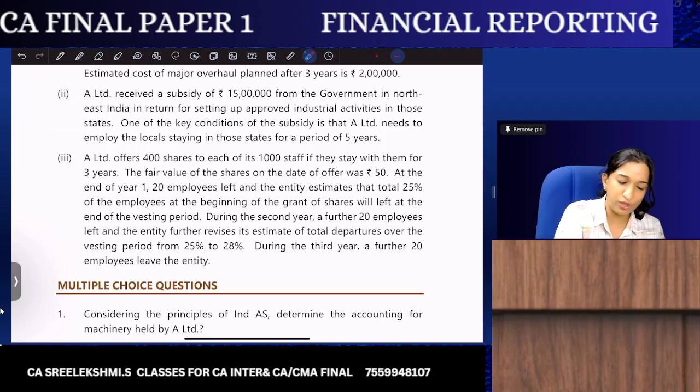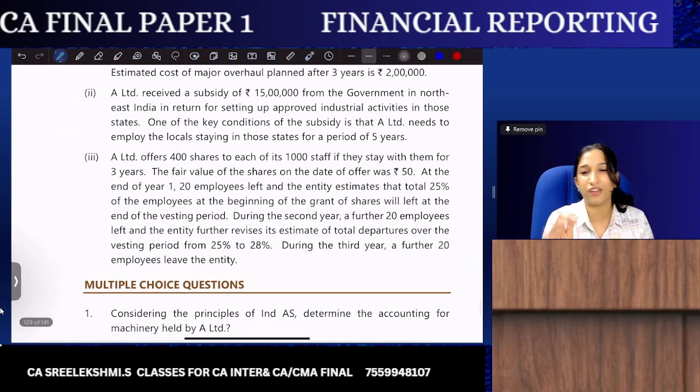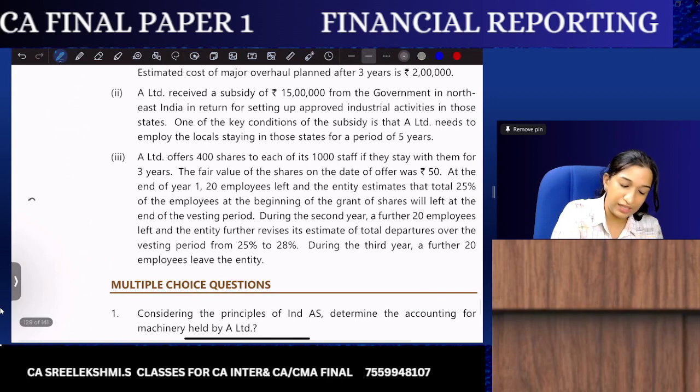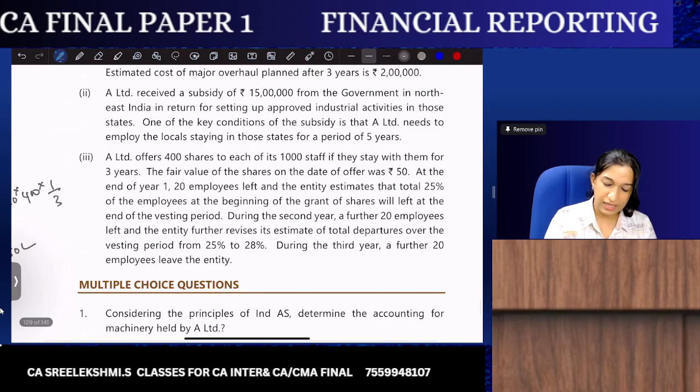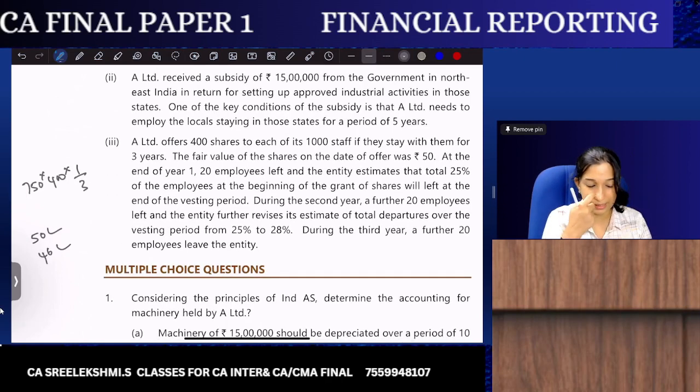So here, what should I do? Very easy. 1000 into 25% will leave. So 750 employees into 400 shares into 1 by 3. So it is 750 into 400 into 50 divided by 3. So 50 lakhs is the expense for first year. Second year, 720 into 50 into 400 divided by 3 into 2, minus 50 lakhs, 46 lakhs is the expense to be recognized in the second year.